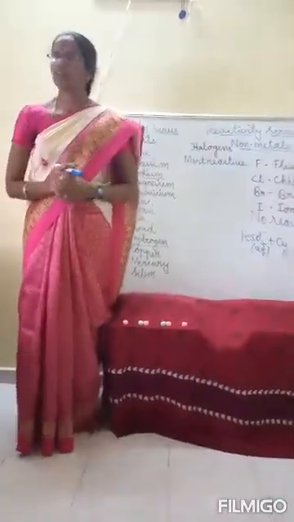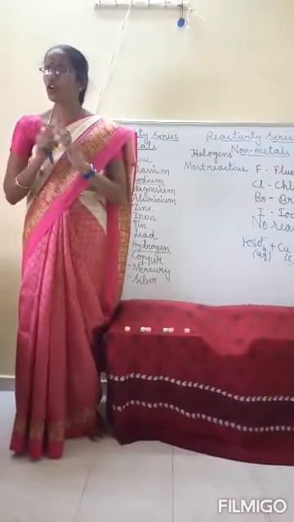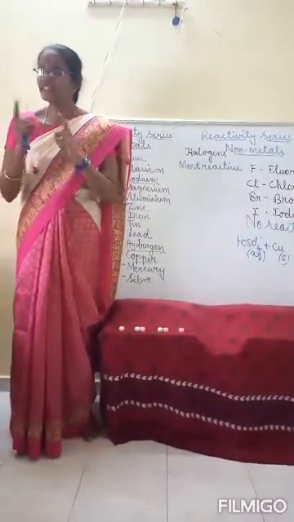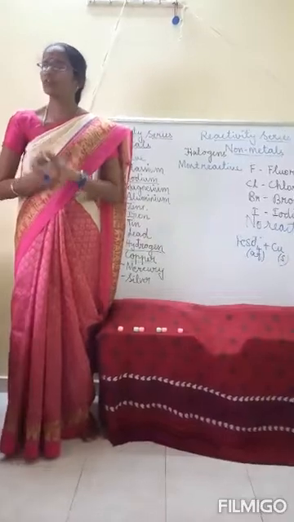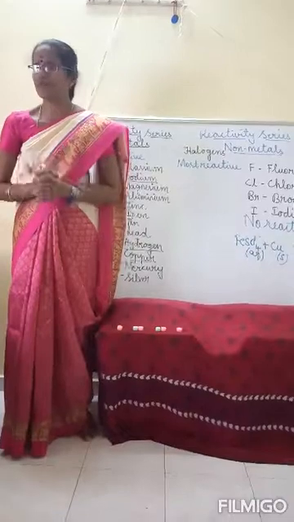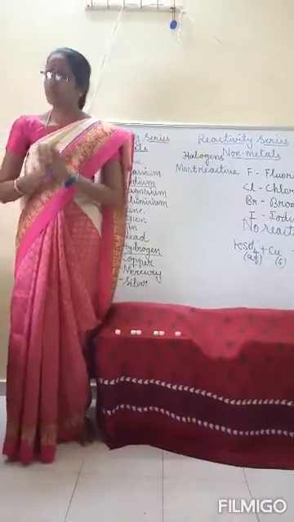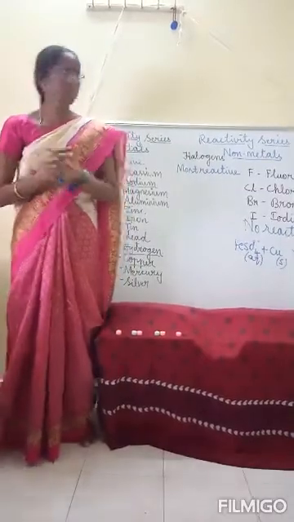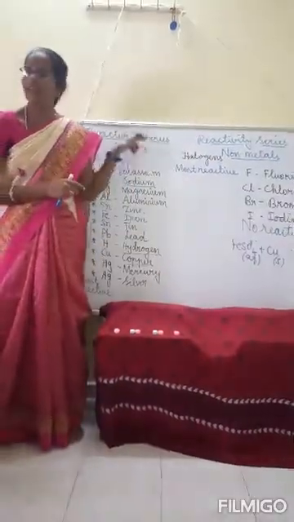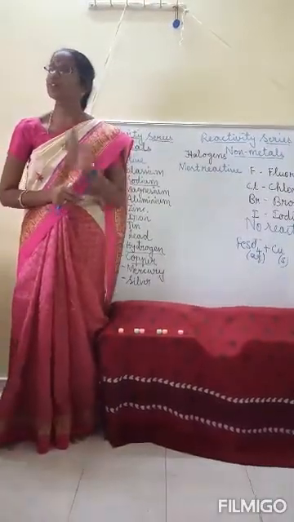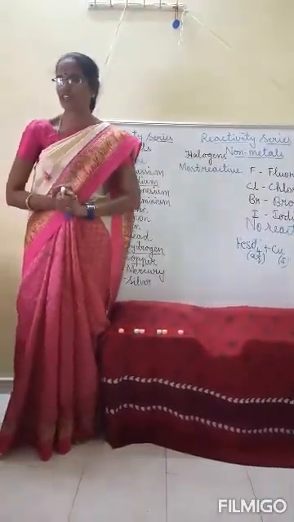In a double displacement reaction, two compounds react with each other and exchange their ions to form two new compounds. This is the double displacement reaction. Here in double displacement reaction, there is no need to use the reactivity series because this reactivity series is only applicable for the single displacement reaction. Okay.